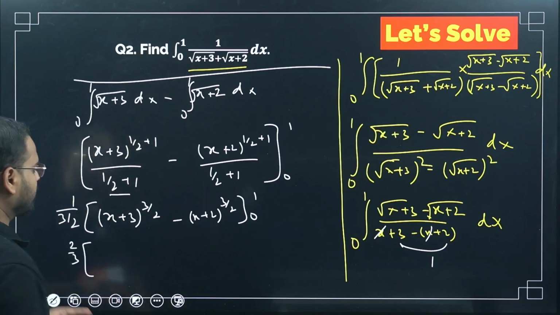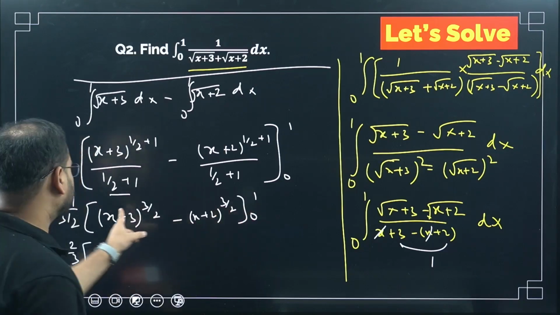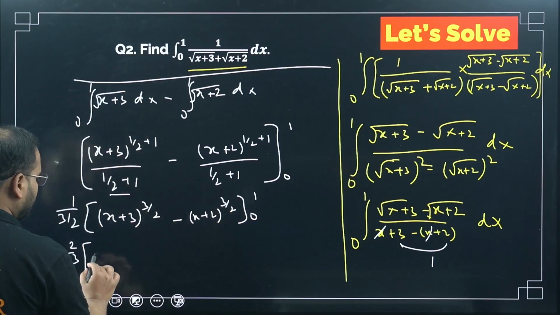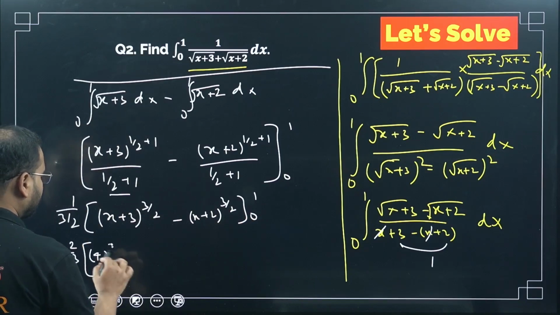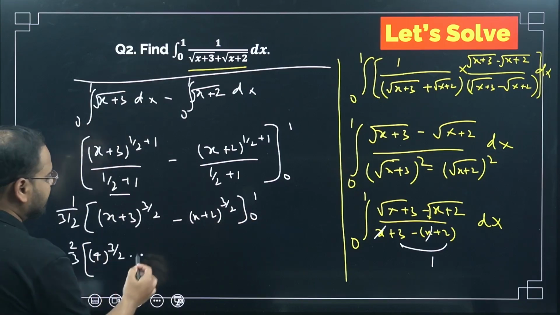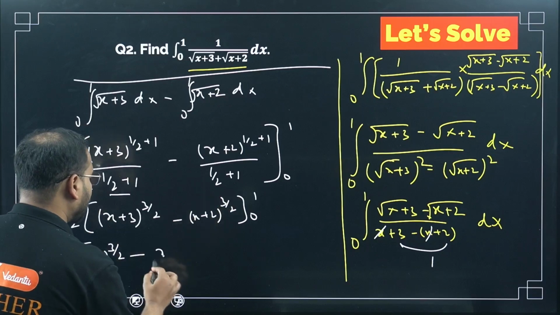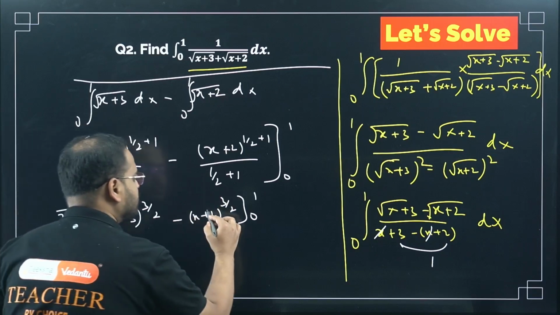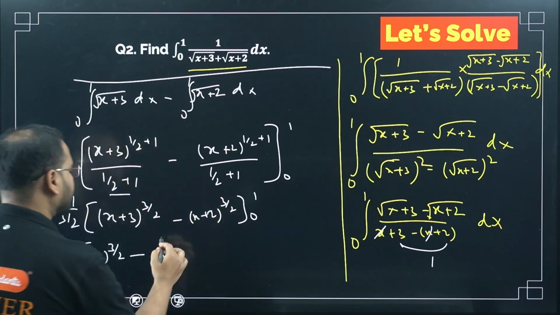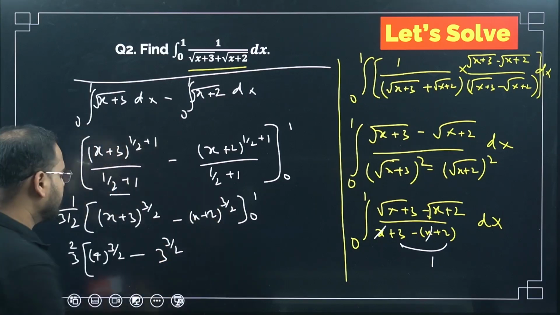Now please have a look. I'll put 1 first. What am I going to get? I'll get 1 plus 3, so 1 plus 3 will be 4. 4 power 3 by 2. Then I'll put what? Minus sign. I'll put again 1. I'll get what? 1 plus 2 is 3. 3 power 3 by 2.